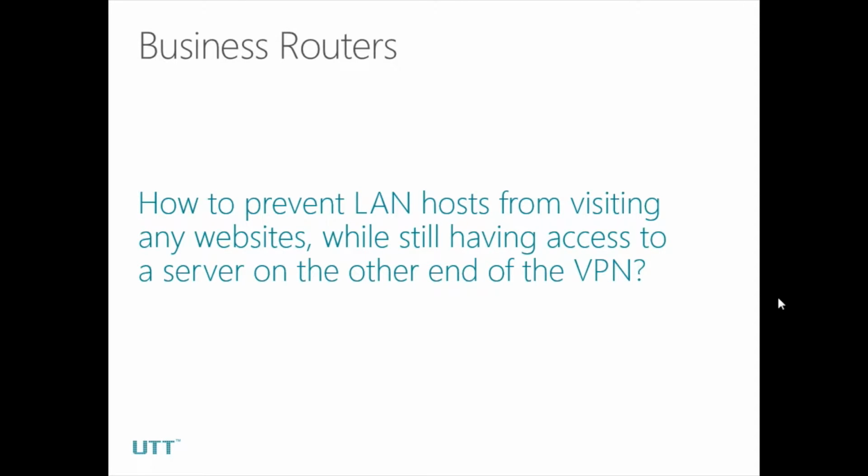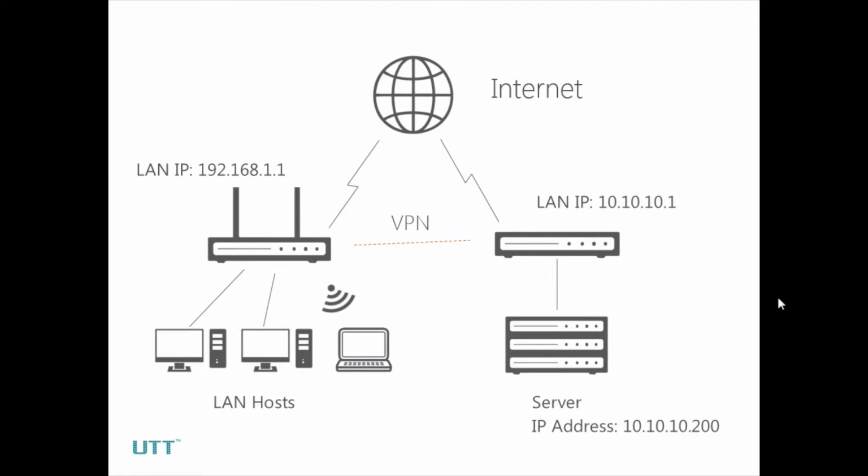The question is, how to prevent LAN hosts from visiting any websites while still having access to a server on the other end of the VPN. Please refer to this topology. The UTT business router on the left has established a VPN connection with the router on the right. The LAN IP address of the UTT business router is 192.168.1.1. The LAN IP address of the router on the other end of the VPN is 10.10.10.1. We will discuss this later.